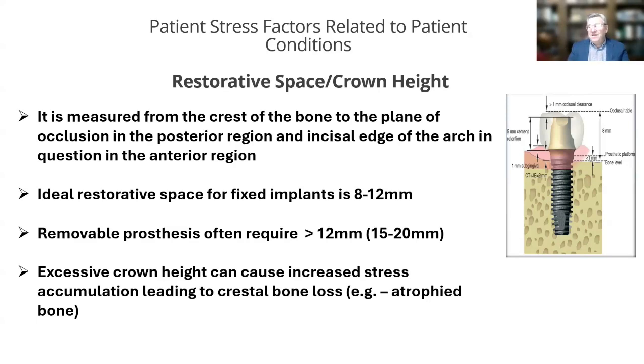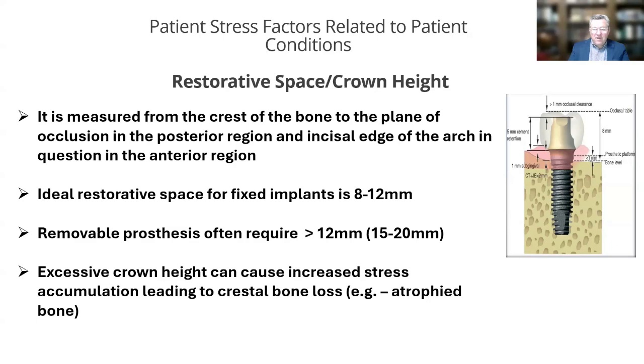Okay, well, in a lot of situations, and in conservative dentistry, you don't always have the space you need. So use the space that you have wisely. It is measured from the crest of the bone, and it's important that we're measuring from the crest and not like the vestibule, so that we're all on the same page from the lab communication to the clinician. It's measured from the crest of the bone to the plane of occlusion, or the incisal edge in the posterior region or incisal edge of the arch in question. Ideal restorative space for mixed implants is about 8 to 12 millimeters. Removable prosthesis often requires up to 12 millimeters, 15 to 20. And like I told you, I'm going to give you a really good graphic on this, because we need room for the parts. We need room for the material.